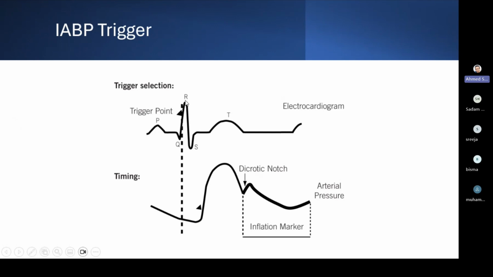So if the machine uses the ECG, it will select the R wave in order to start the deflation of the intra-aortic balloon. And if it uses the arterial waveform, it will use the beginning of the systolic upstroke as a surrogate for the systole, so it will start the deflation of the intra-aortic balloon. And if the machine uses the ECG, it will use the end of the T wave in order to start the inflation of the intra-aortic balloon. And if it uses the arterial waveform, it will use the dicrotic notch as a surrogate for the beginning of the diastole, so it will start the inflation of the intra-aortic balloon.